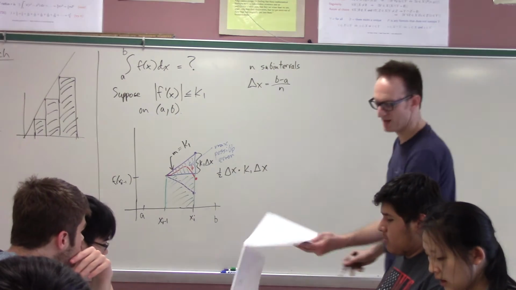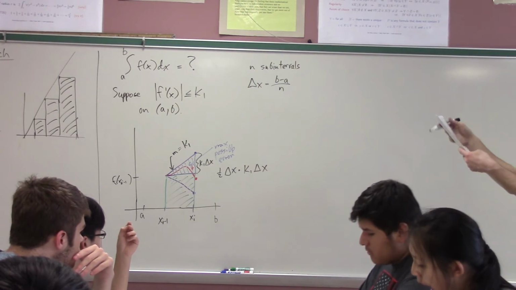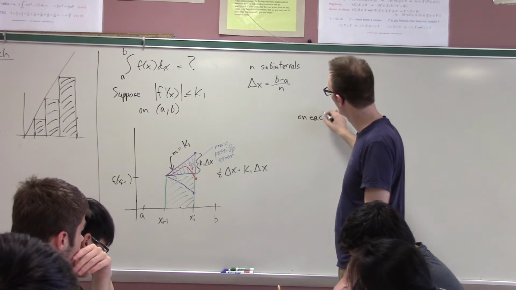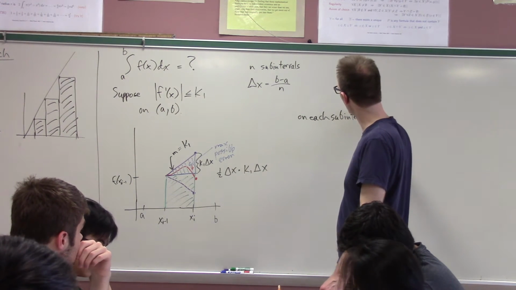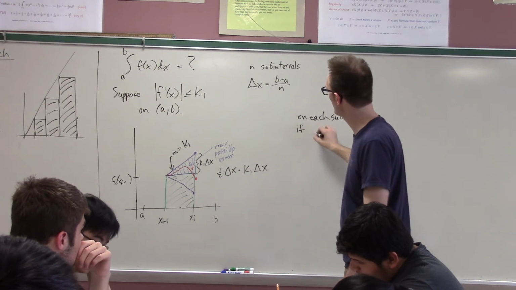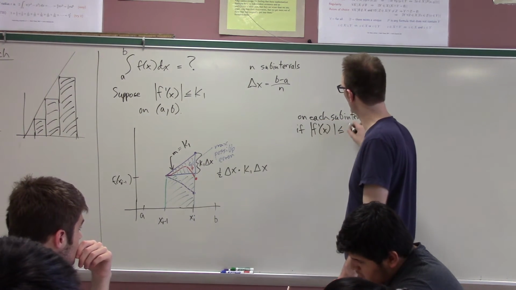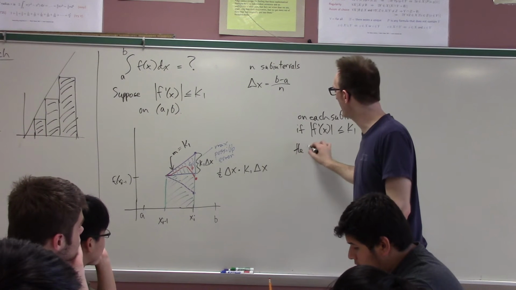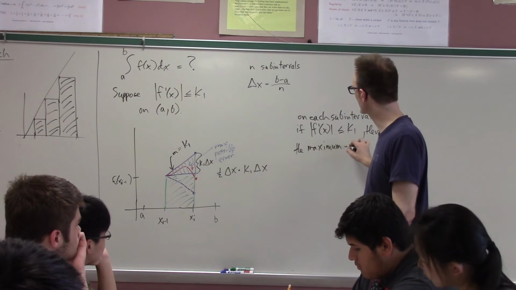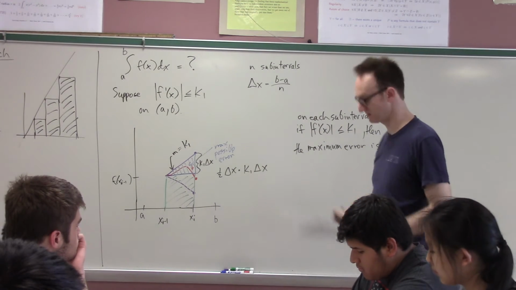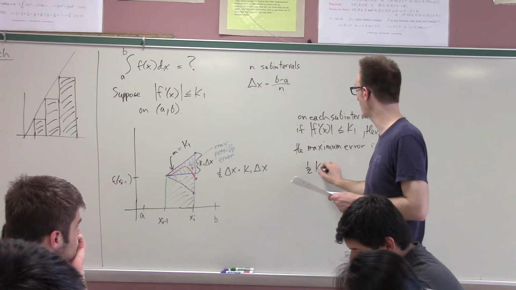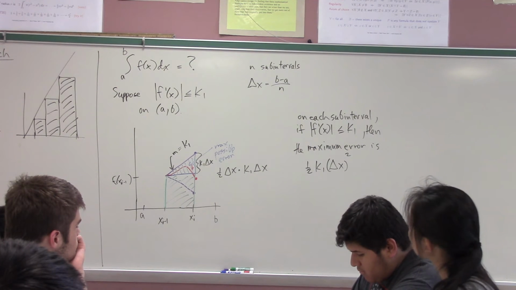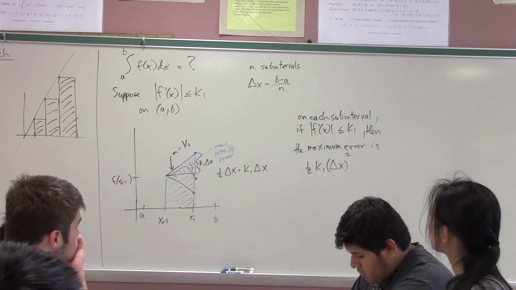Okay, so what does that represent? So what I've just shown is that on each subinterval, if indeed the derivative is bounded by k1, then the maximum error is 1/2 k1 delta x squared. I could produce that much error, at most, on each subinterval.